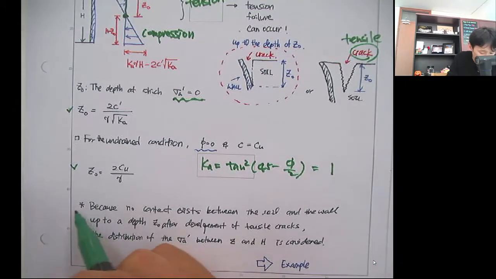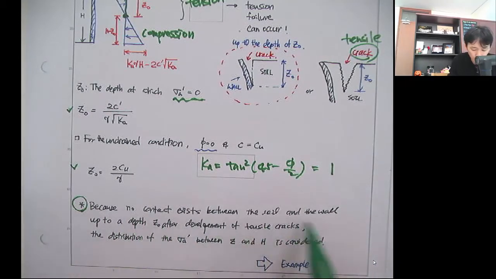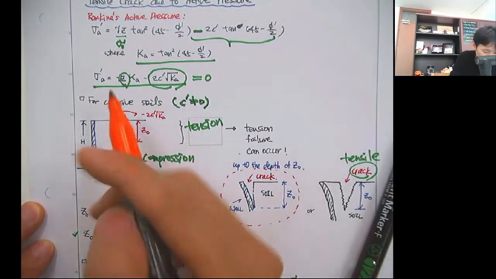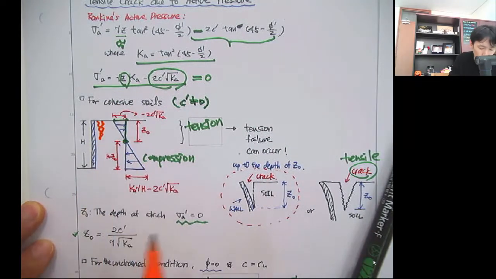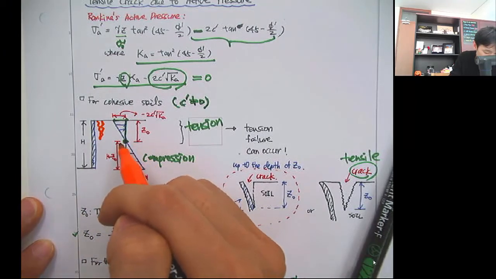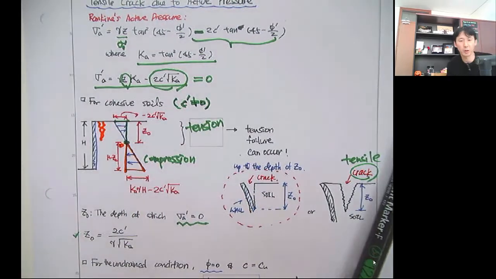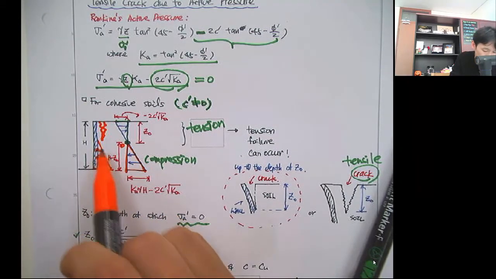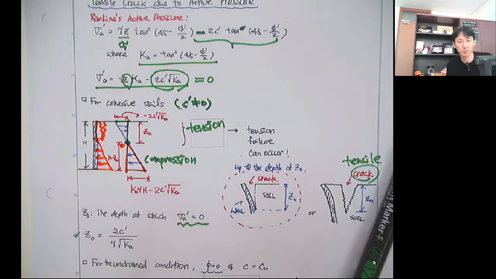And it is important to notice that because no contact exists between the soil and the wall up to a depth of z naught, after development of tension cracks, the distribution of the active pressure sigma a prime is considered between z naught and H. Which means that if the tension crack happens here, then from here it becomes 0 and you just consider this much of the stress on the wall, and there's no stress above this depth.